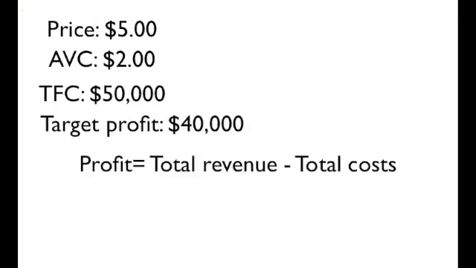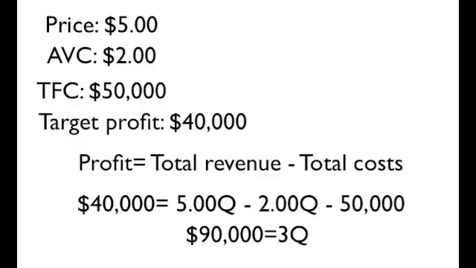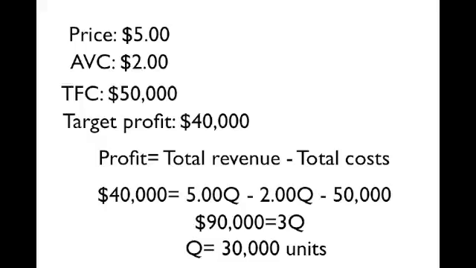To calculate the output level for a given target profit, the following equation can be used. Suppose the target profit is $40,000. Using algebraic methods to subtract total cost from total revenue, we found out that 30,000 units need to be sold to earn a profit of $40,000.